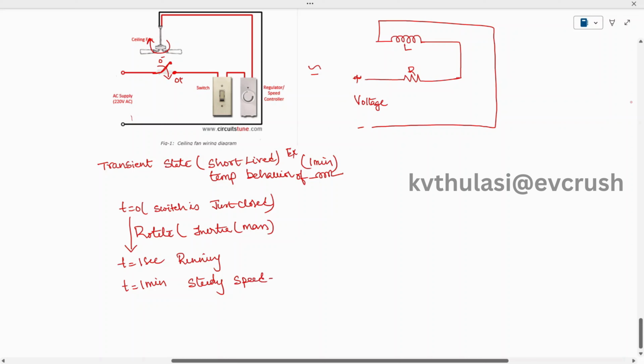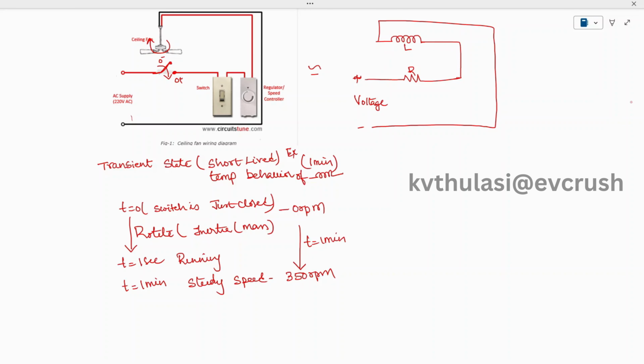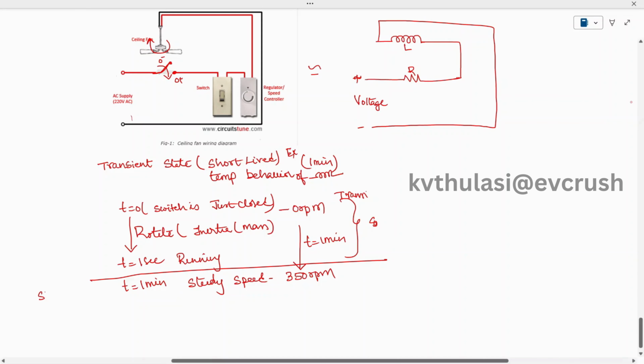Let us try to take that it runs with an RPM of 350 RPM. Here the RPM at t equal to 0 is 0 RPM. So the time taken to move from 0 RPM to 350 RPM is 1 minute. Therefore, this period is called the transient period. After this transient period, this state is called the steady state.